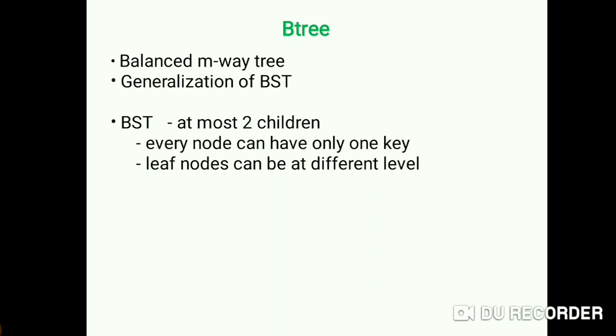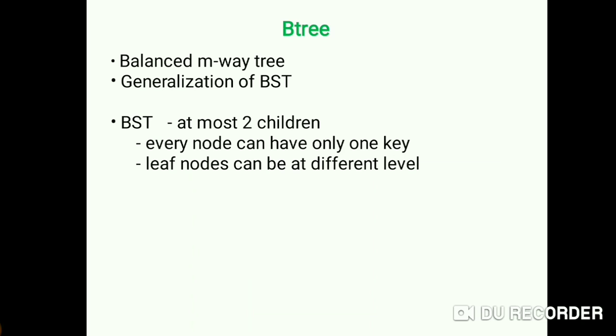So B-tree's first property is that it is a balanced multi-way tree. The second property of the B-tree is that it is a generalization of BST. Let's just revise BST.